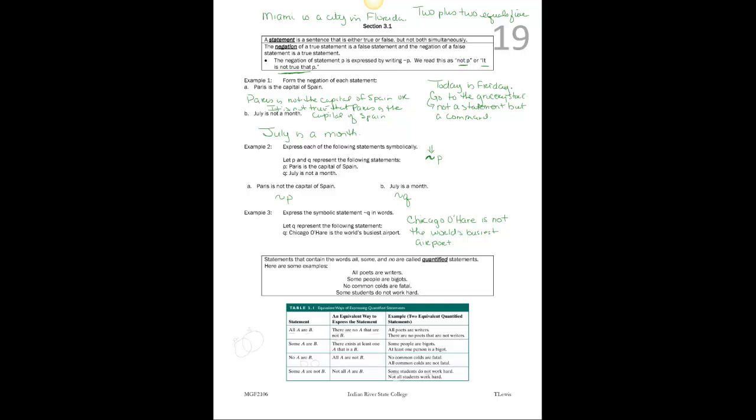So all A's are B's is the same as there are no A's that are not B's. Okay, and this table is one that you're going to have to learn. Some A's are B's. There exists at least one A that is a B.